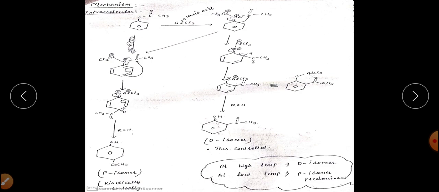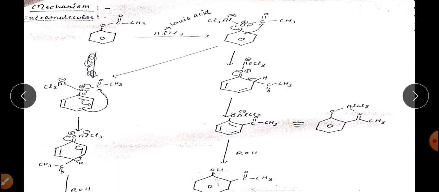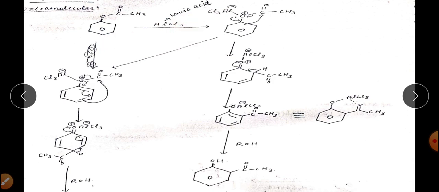Now the mechanism of the reaction. This is a very important point. We will discuss the mechanisms one by one. First we will discuss the intramolecular mechanism, and this is the intramolecular mechanism. What happens in this mechanism, you can see on the screen, is that this is your phenolic ester and this is your Lewis acid.